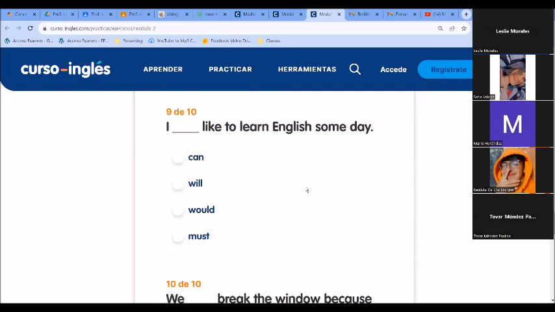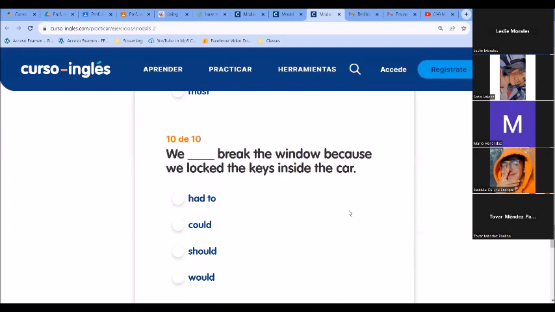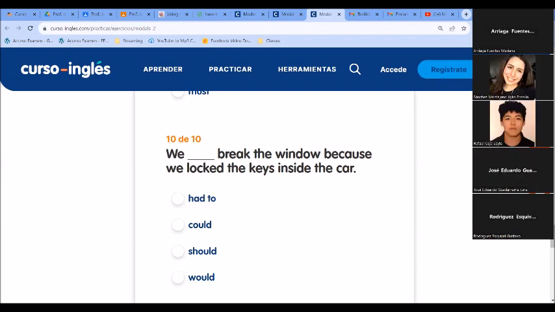Number 9. Paulina Tovar. I would like to learn English someday. That's the "me gustaría" phrasing. Good. And the last one, let's see who should get the last one.